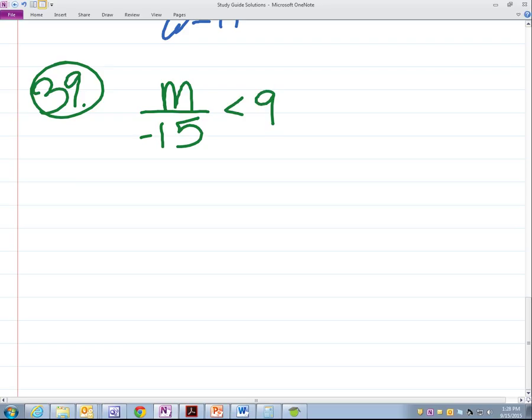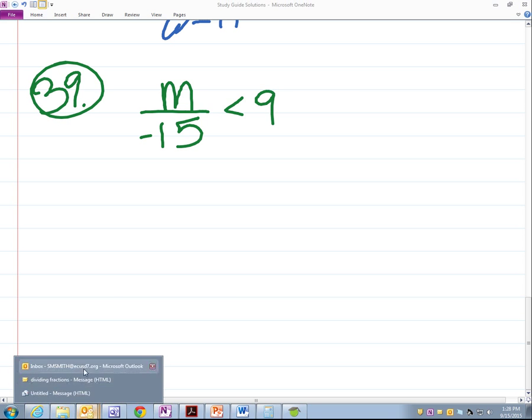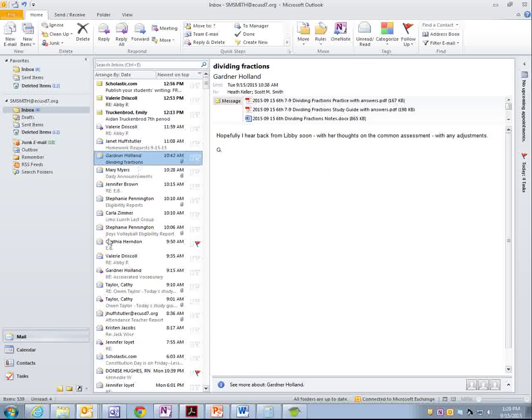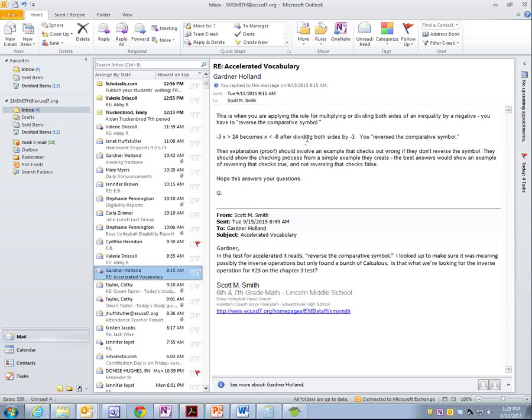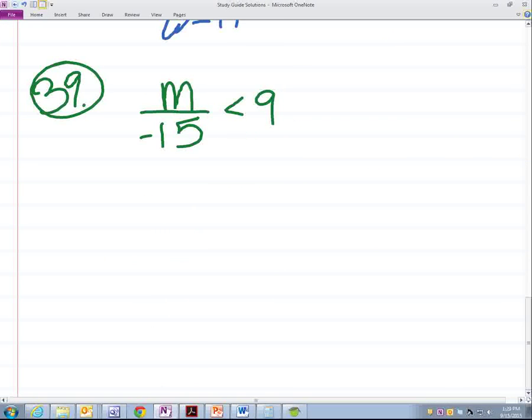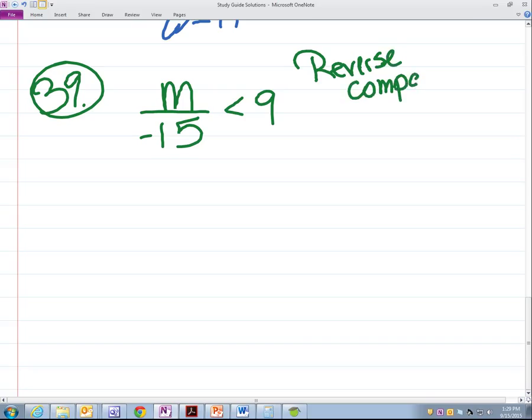Now, let's see here. Let me verify the wordage that it's used on the test. Reverse comparative symbol. This is a phrase that's on your test tomorrow that I want to make sure that you know how to say it.